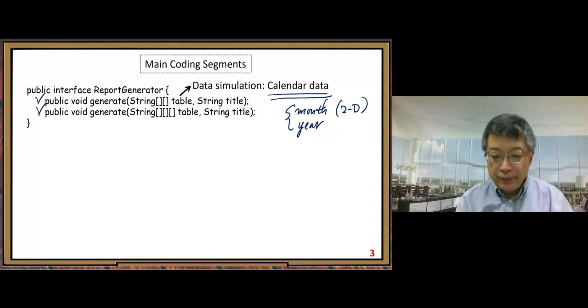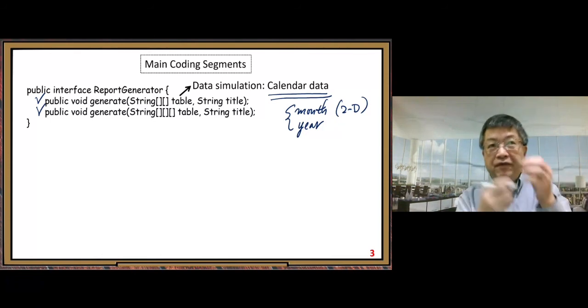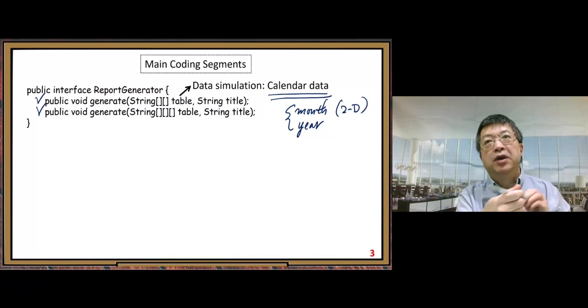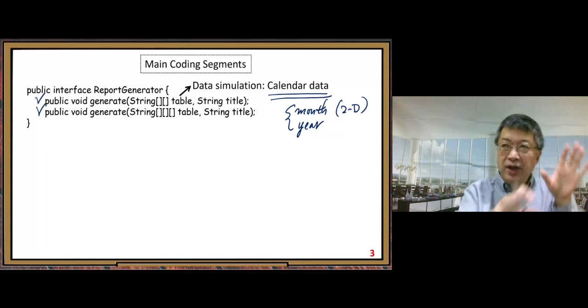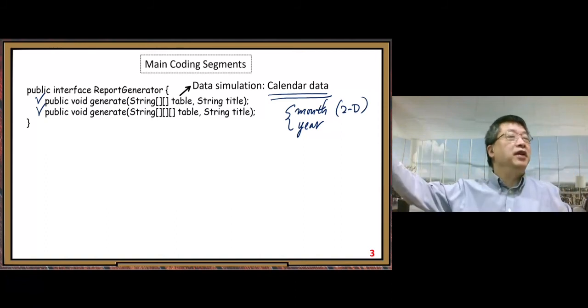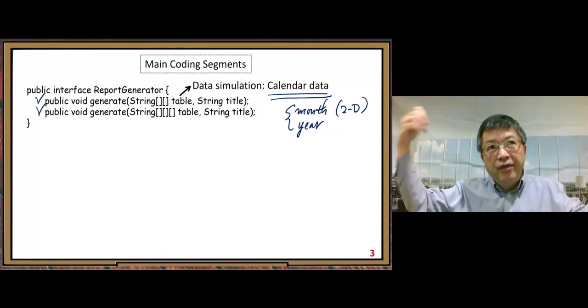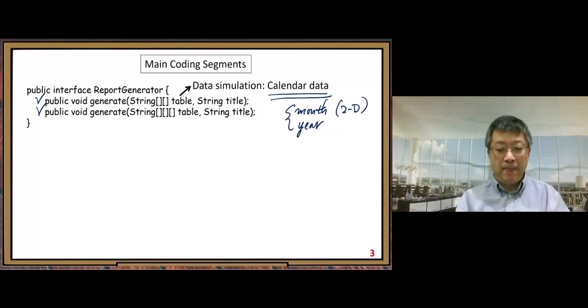But for year, you have a third dimension, a month dimension: January, February, March. So you need a 3D array. All right, that's very simple.